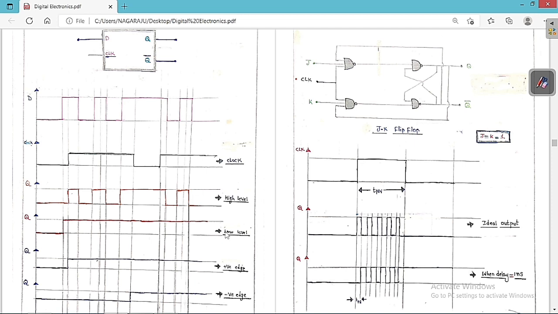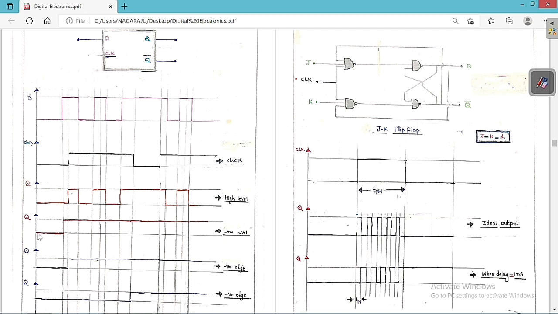Now we'll see low level triggering. Low level triggering means whenever the clock is equal to low, then whatever the input, the same thing is going to become the output. And whenever the clock is equal to high, it is in the off state, so it is going to act like a memory. You can see clearly here the clock is 0.